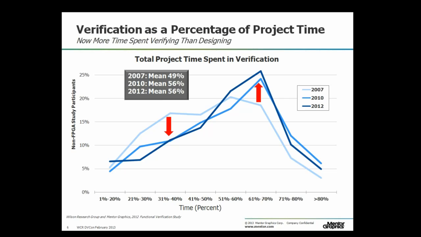If you look at this chart, this shows over the 5-year period the trends of overall investment in verification compared to design. You can see here the red arrow on the left shows as we go from light blue 5 years ago to dark blue, everything to the left-hand side of 50% is dropping. So we're seeing less and less customers that are spending less time in verification. Over on the right-hand side, more and more customers are spending more than 50% of their time in verification.